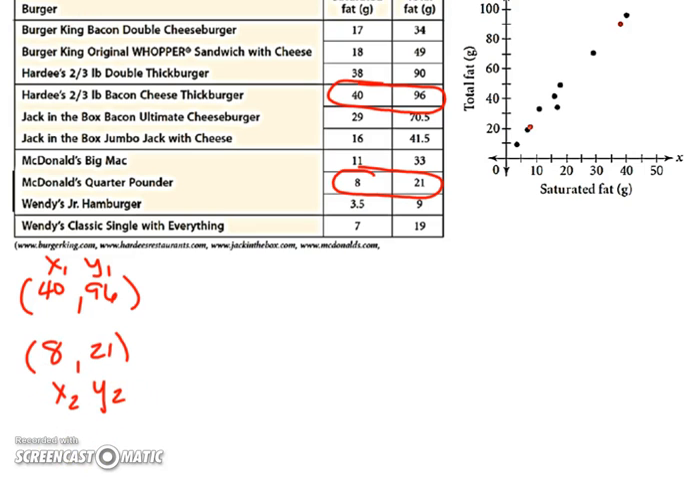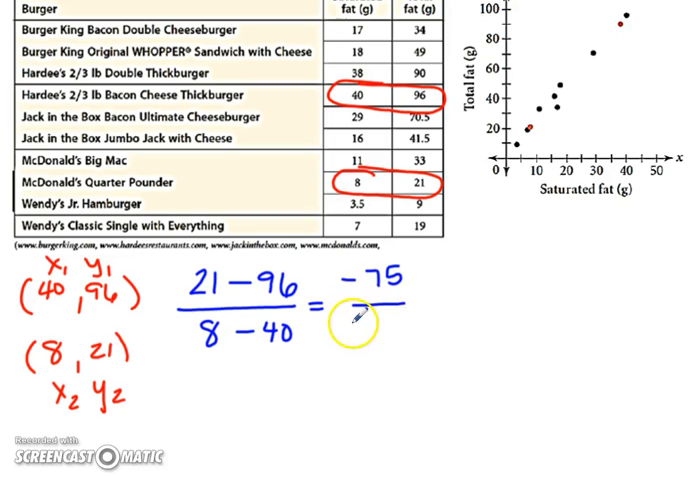Now I could reverse those if I wanted to. The order doesn't really matter as long as you stay consistent. So now to put it in my slope equation, I'll do y2 minus y1 divided by x2 minus x1. And I want to simplify those 2 values. So 21 minus 96 comes out to negative 75, and 8 minus 40 comes out to negative 32.